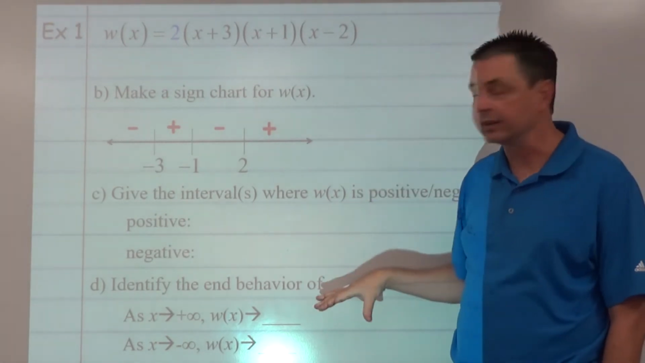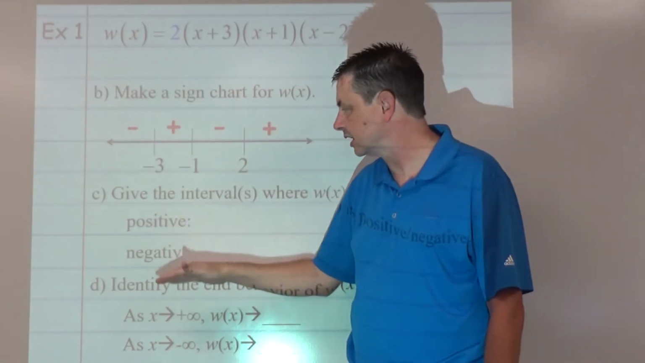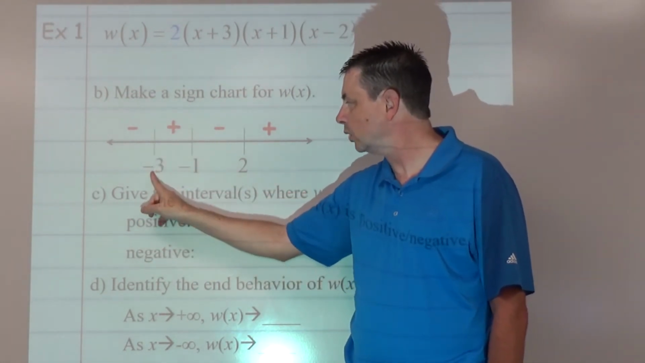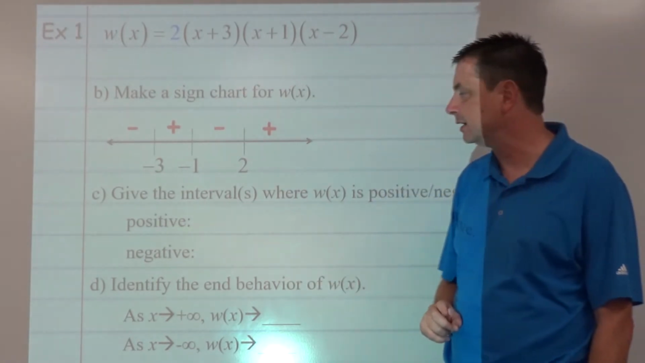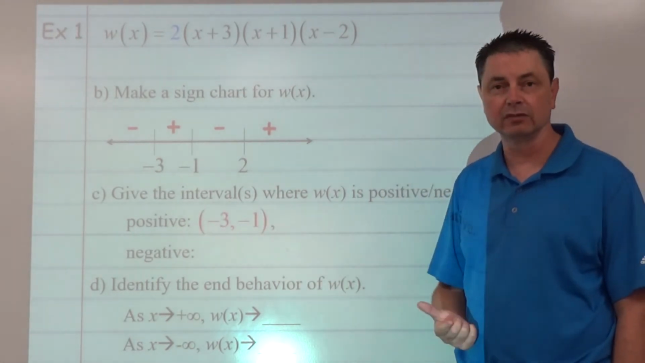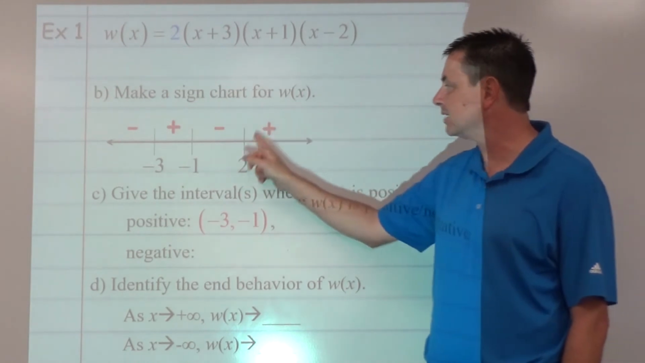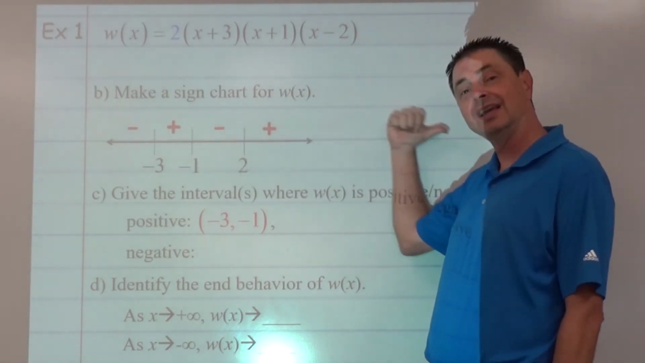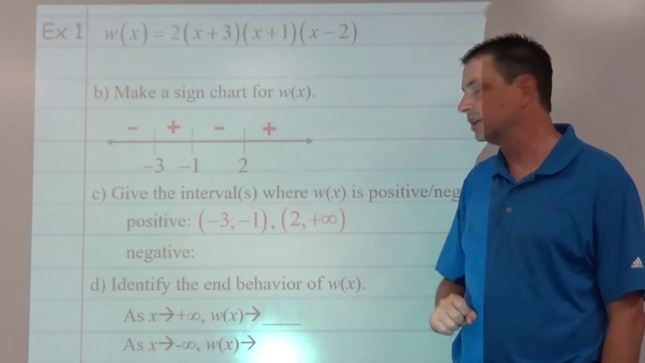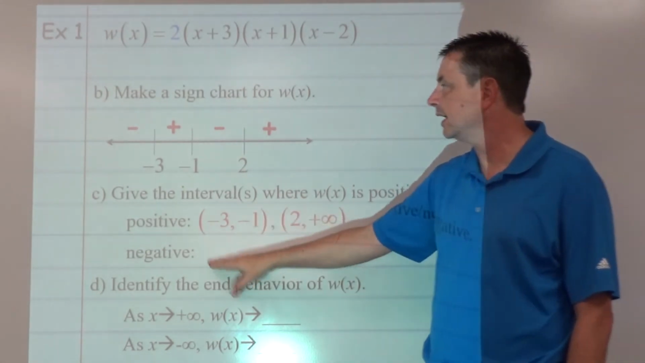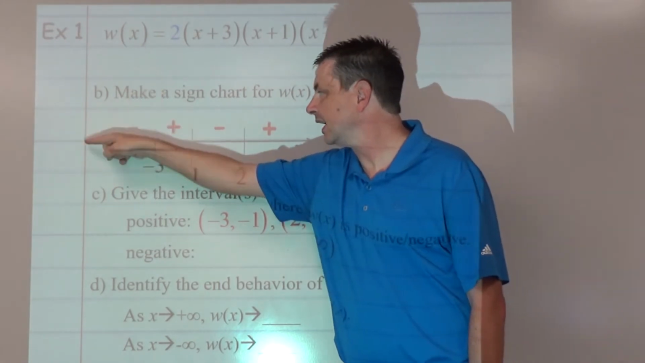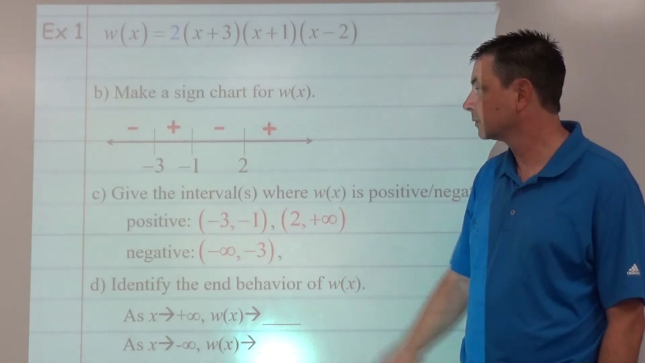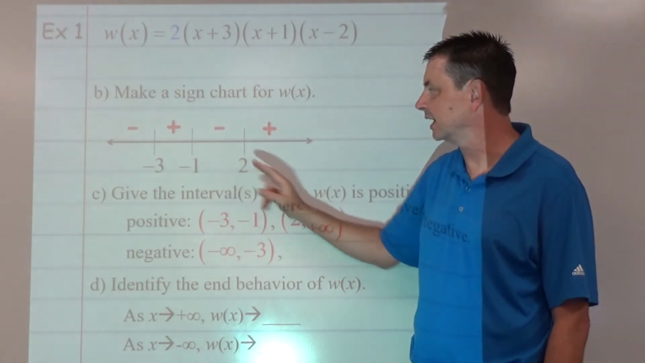So even though we're not looking at the graph, the sign chart tells us where we're positive and where we're negative. We're positive between negative 3 and negative 1. That's an interval. We're positive anywhere past 2, from 2 to infinity. That's an interval. We're negative from negative infinity all the way up until negative 3. We're negative between negative 1 and 2.